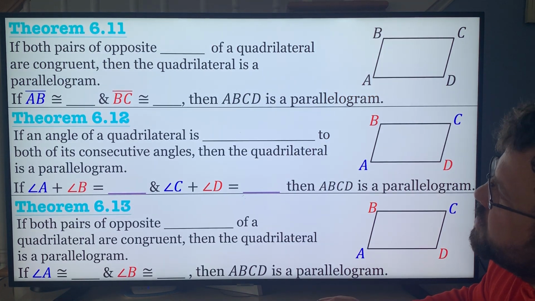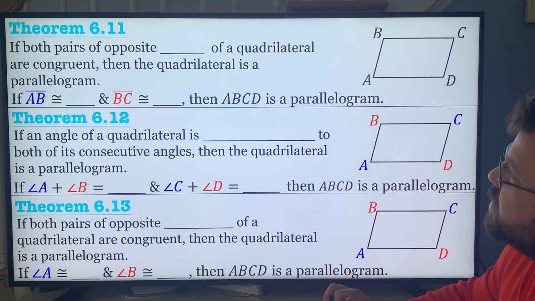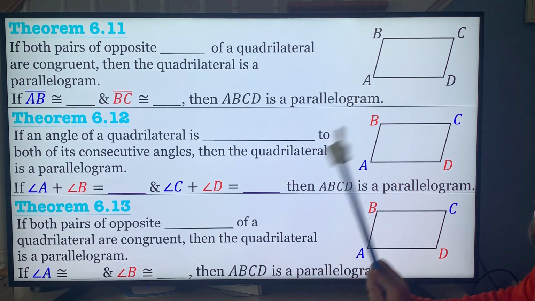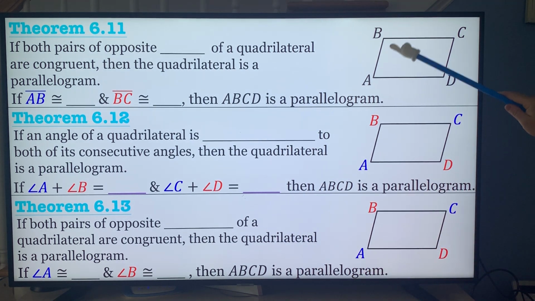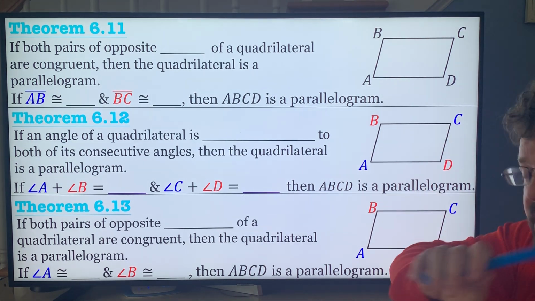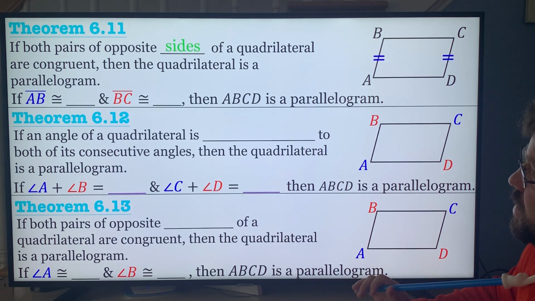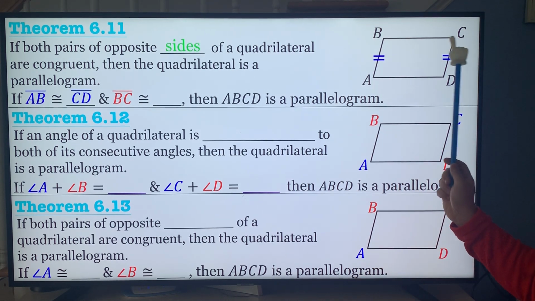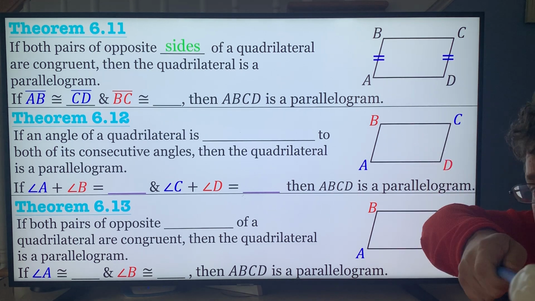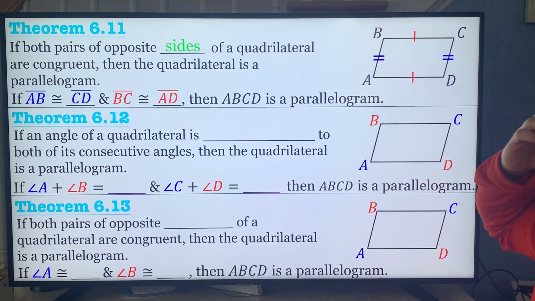All right, so let's do a couple theorems today. Easy ones. If both pairs of opposite sides of a quadrilateral are congruent, then the quadrilateral is a parallelogram. So let's look. That deals with the sides. So AB would be congruent to CD, and BC right here would be congruent to, remember to say words, AD, very good. Then this is a parallelogram, all right?